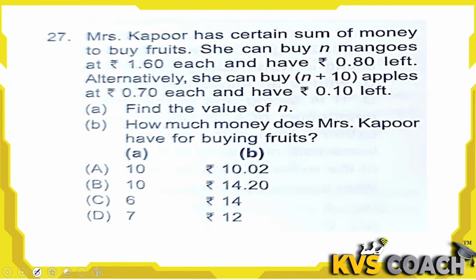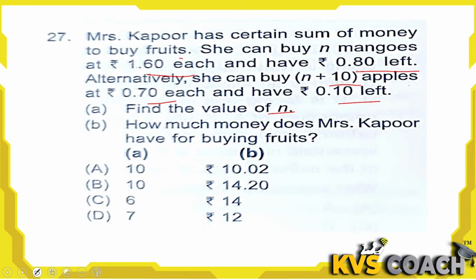Got it? Next question is, Mrs. Kapoor has a certain sum of money to buy fruits. She can buy n mangoes at rupees 1.60 each and have 0.80 left. Alternatively, she can buy n plus 10 apples at rupees 0.70 each and have 0.10 left. Find the value of n. So it means Mrs. Kapoor अगर मैंगोज बाय करती है तो 1.60 ईच है और 0.80 रुपीज लेफ्ट हो जाएंगे, या फिर वो एप्पल बाय करती है n+10 at 0.70 each and 0.10 will be left. Okay, so find the value of n.